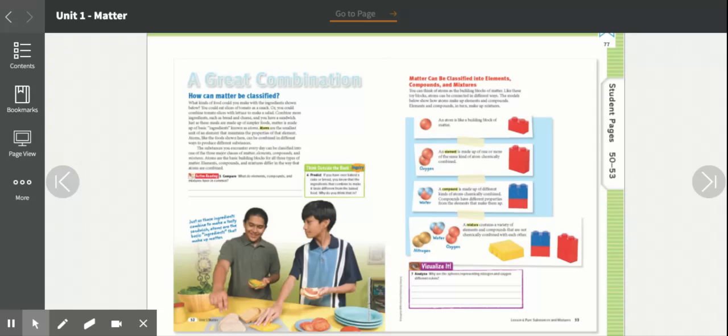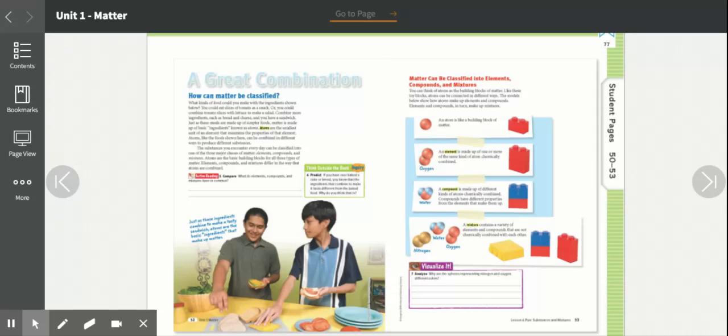Page 53. You can think of atoms as the building blocks of matter. Like these toy blocks, atoms can be connected in different ways. The models below show how atoms make up elements and compounds. Elements and compounds, in turn, make up mixtures. An atom is like a building block of matter.